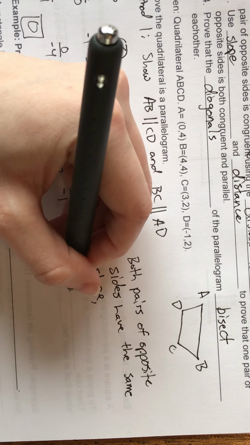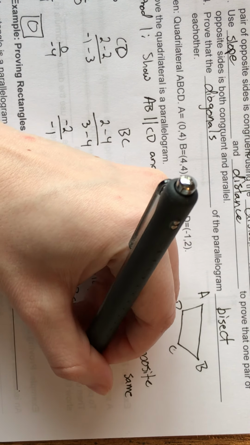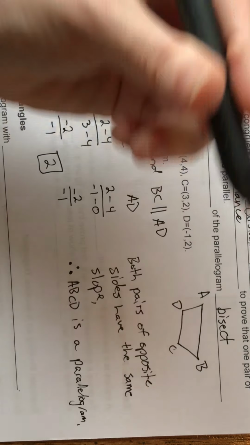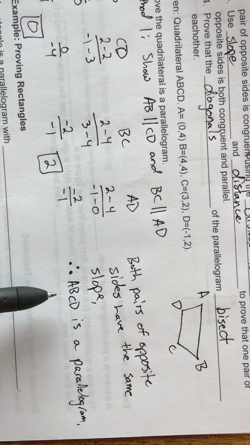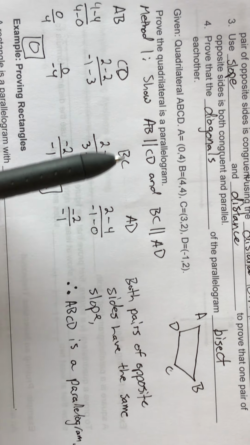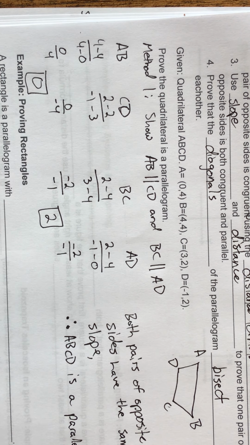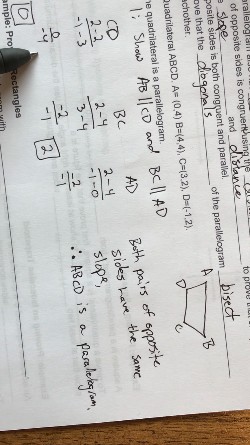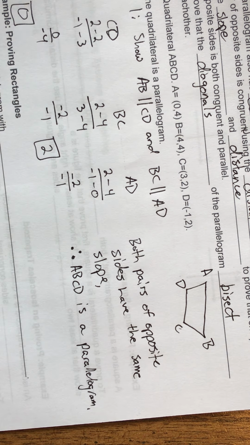Therefore, ABCD is a parallelogram. And we have to put that at the end. We have to say, we did this math to show that my figure is a parallelogram. Because we're proving here, we're making a sort of a proof. And it says, prove that the quadrilateral is a parallelogram. So here's my reasoning. You can look over here at my math and make sure I'm correct. And therefore, this figure is a parallelogram.